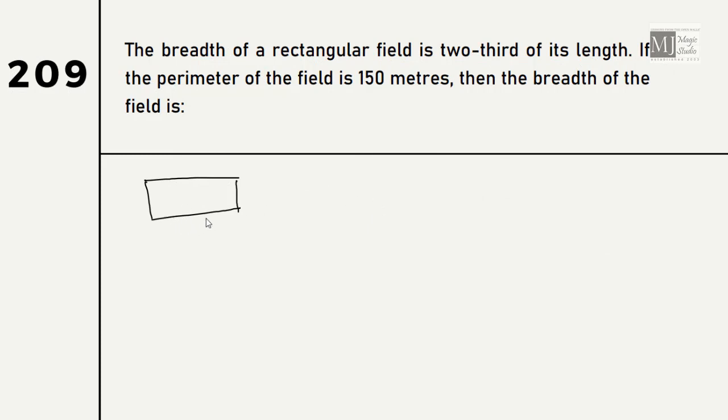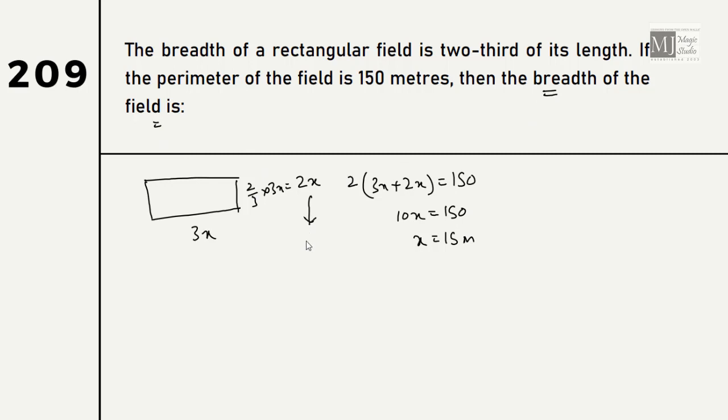The breadth of a rectangular field is 2/3 of its length. So let length be 3x, then breadth is 2/3 of 3x, that is 2x. Perimeter of the field is twice length plus breadth, that is 150 meters. 5 into 2 is 10. 10x is 150. X is 15 meters. What is the breadth of the field? Breadth of the field is 2x, that is 2 into 15, 30 meters.